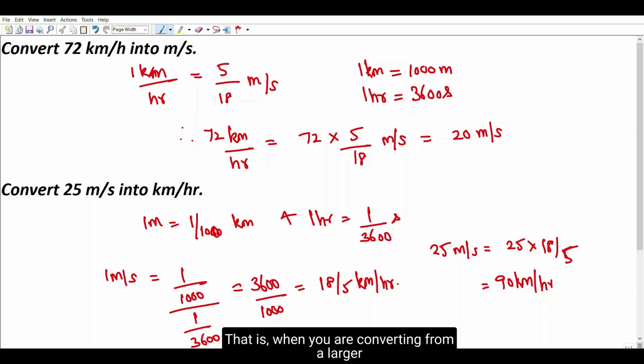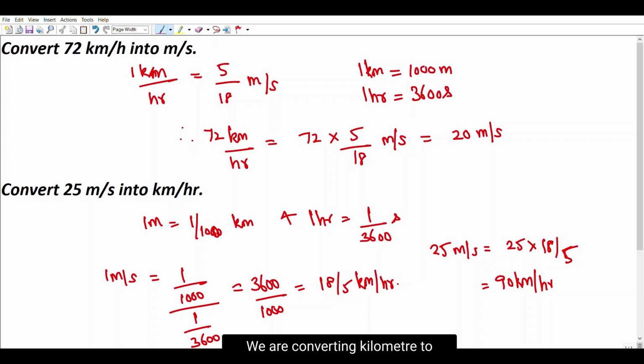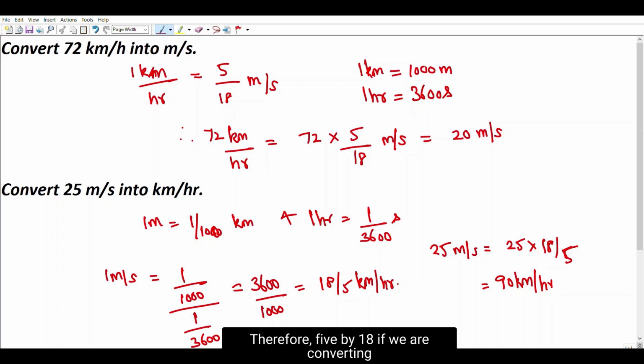That is, when you are converting from a larger quantity into a smaller quantity, then the numerator should be small. If you are converting from a smaller quantity to a larger quantity, then the numerator should be large. We are converting kilometer to meter, therefore larger to smaller, hence the numerator should be small, therefore 5 by 18. If we are converting meter per second into kilometer per hour, smaller into larger, then the numerator should be larger, therefore 18 by 5.